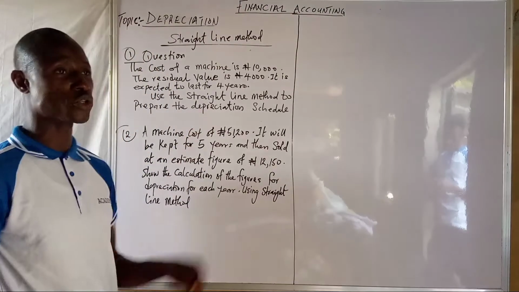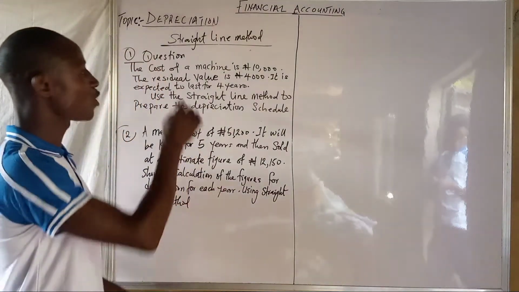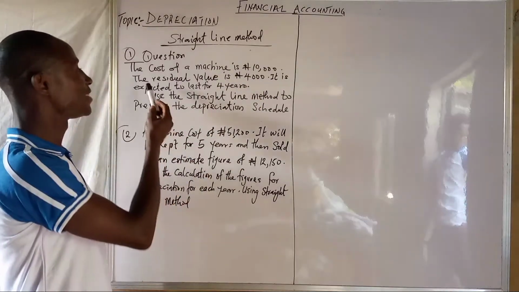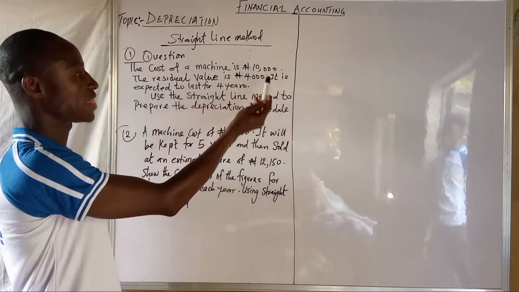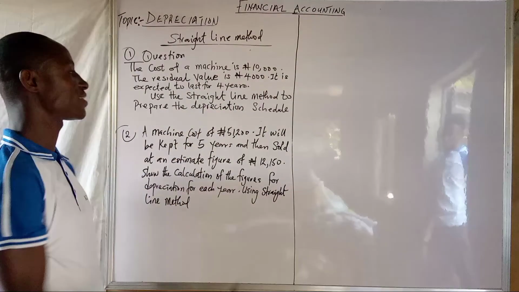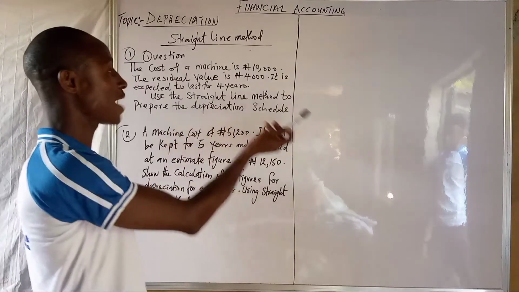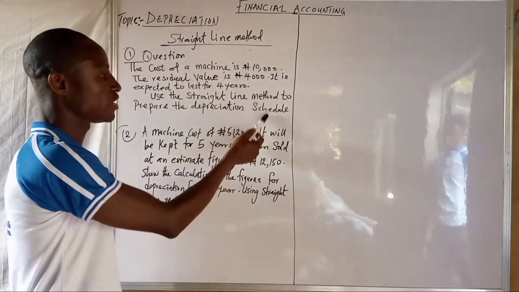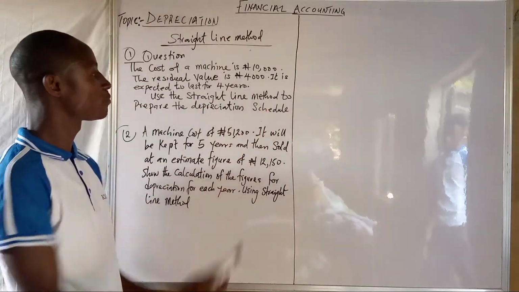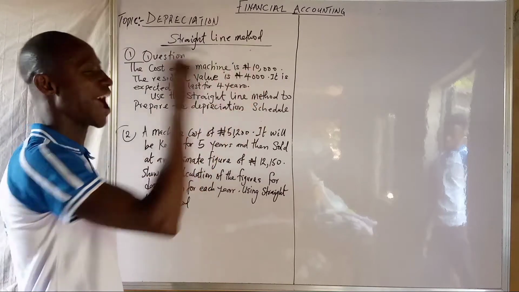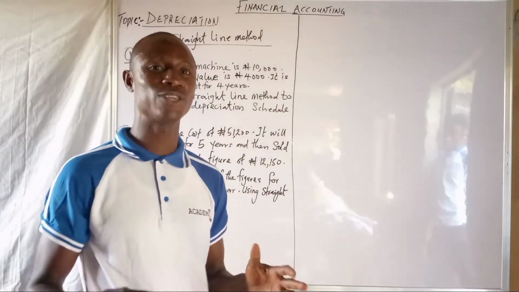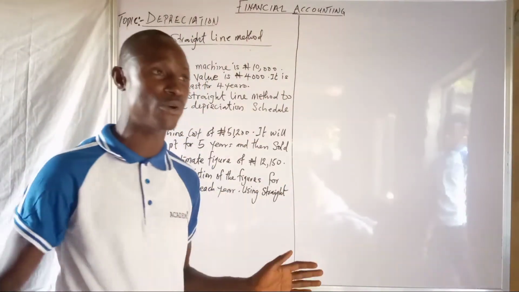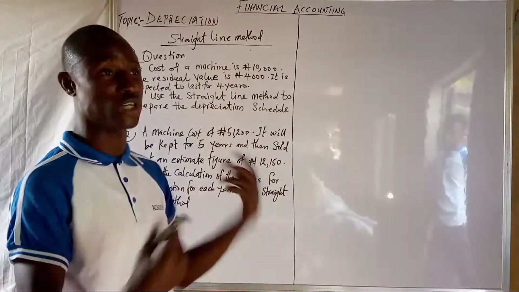Based on a question that we want to solve on the straight line method right now, the cost of the machine acquired in an organization is 10,000 naira, where the residual value is 4,000 naira. It is expected to last for 4 years, and the instruction says we should use the straight line method to prepare the depreciation schedule. To do this, we need to calculate the annual depreciation, and the straight line method is an equal charge for the number of years you want to use to charge. That is why it is simple and very straight, and why the topic is called the straight line method.